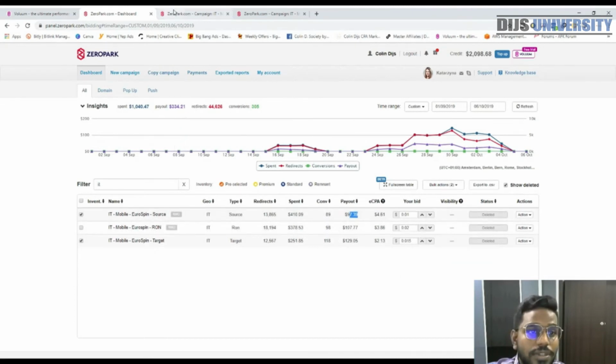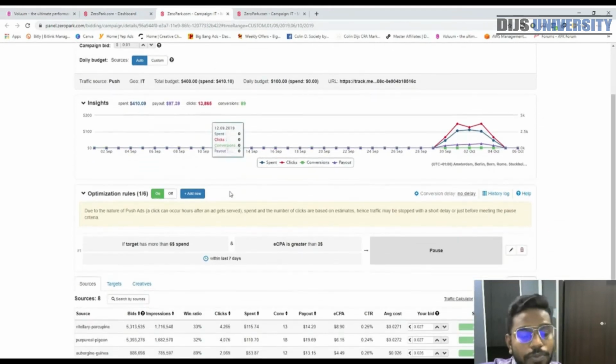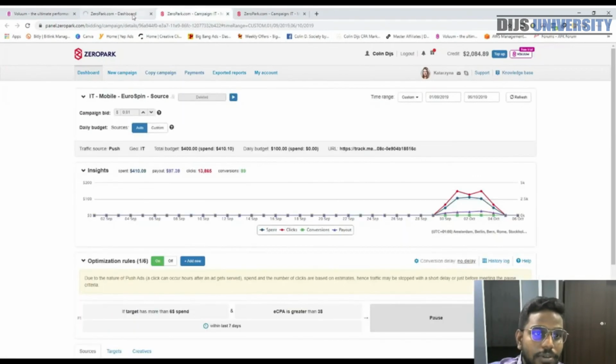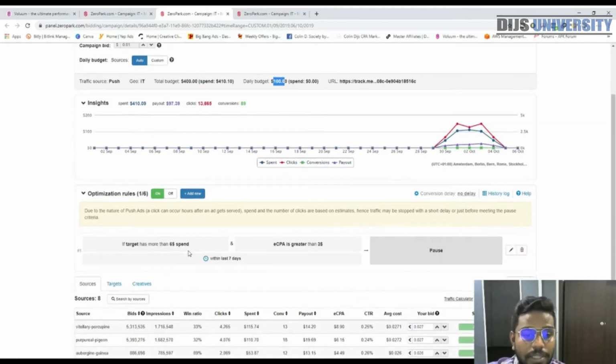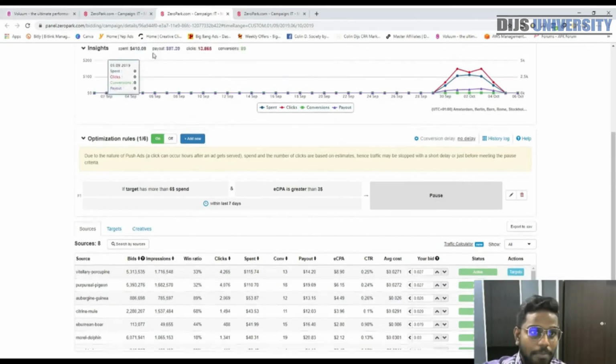So let's go deeper into the campaign and check it out. Let's check out the source one first, the one which was very bad. All you gotta do is just click this, guys. I have clicked this already, so it will lead you to this particular page where you can see more in depth. The total budget for this campaign was $400, where we spent $410.10. Daily budget was $100, so it's a big amount that we tried to optimize. If you go further down over here, you can see the sources, the same sources that we got from volume.